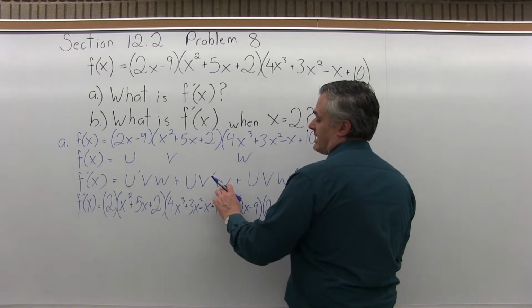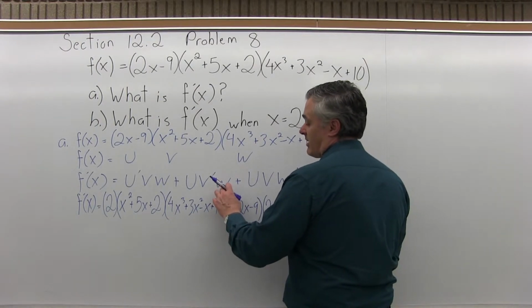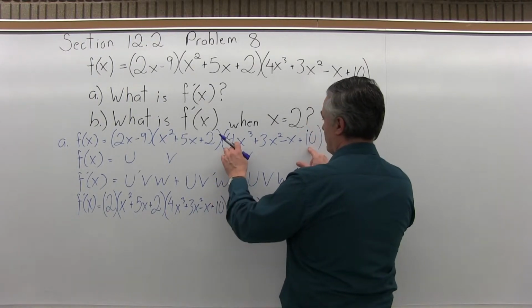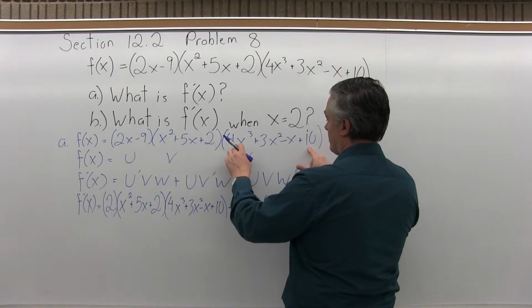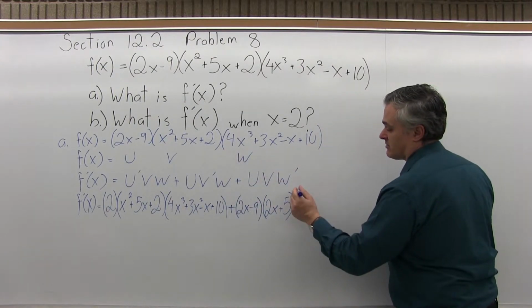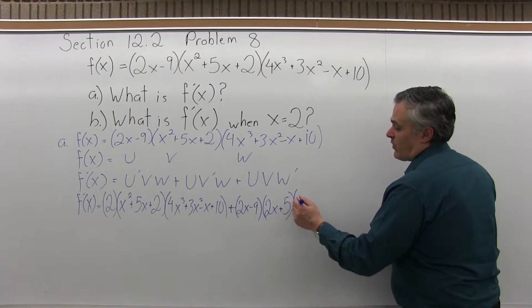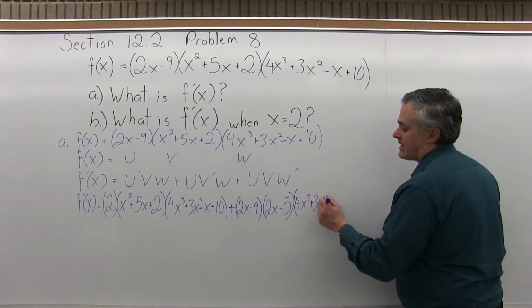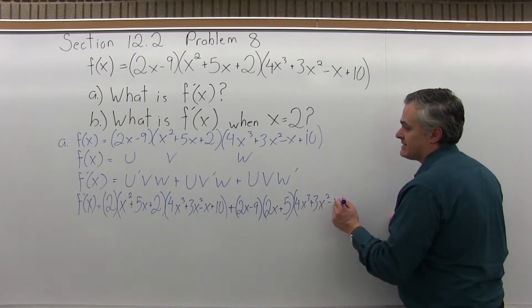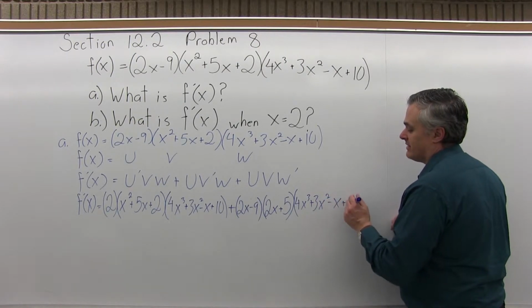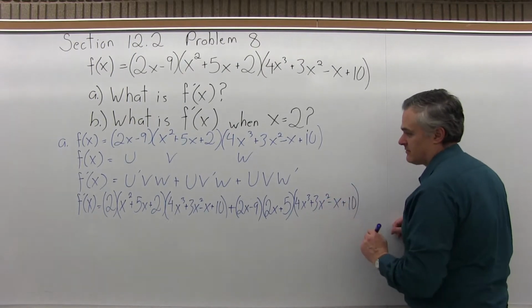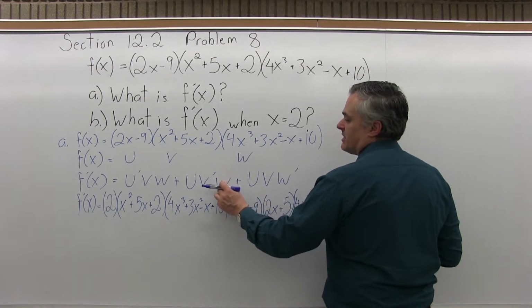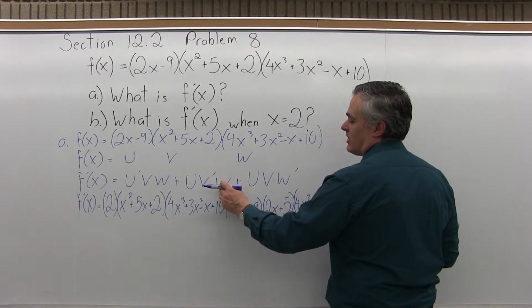So now the last thing I have to do is w with no prime for this middle piece. W with no prime is 4x cubed plus 3x squared minus x plus 10. So I will just write that in. 4x cubed plus 3x squared minus x plus 10. So that takes me up to here. That was the w that I just wrote.